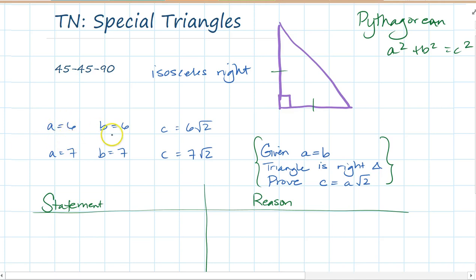When a is 6, b is 6, because if you have equal angles, then the sides that oppose them are congruent as well. A is 6, b is 6, c is equal to 6 root 2. A is 7, b is 7, c is equal to 7 root 2. So I'm looking to see if it's true that if you're given that a is equal to b and the triangle is a right triangle, can you prove that c is equal to a root 2?